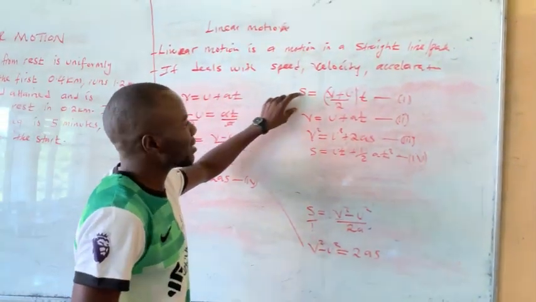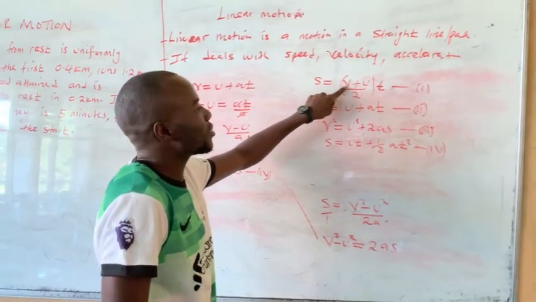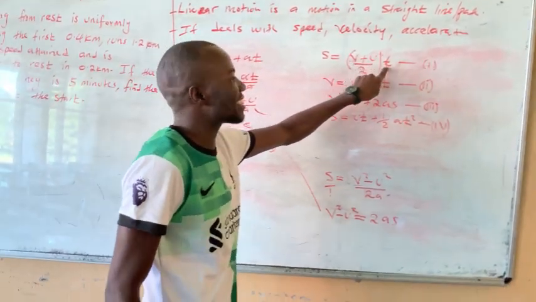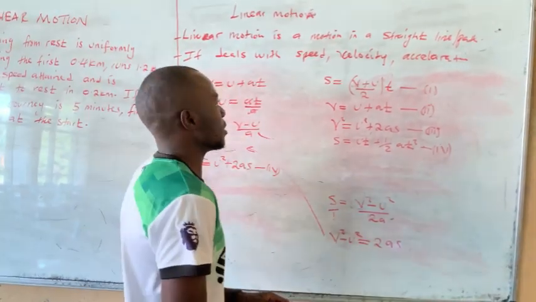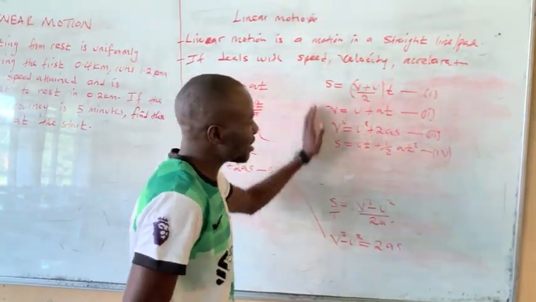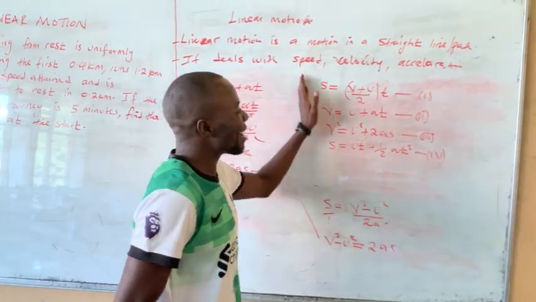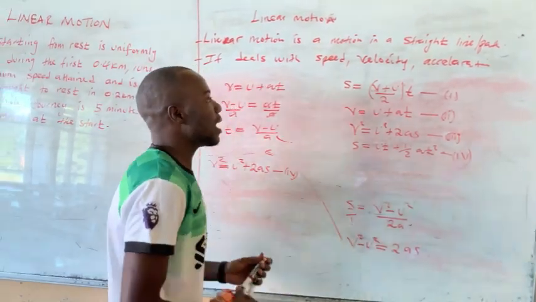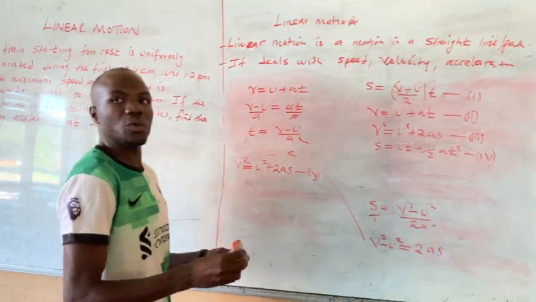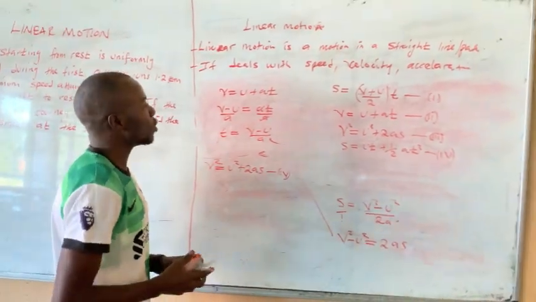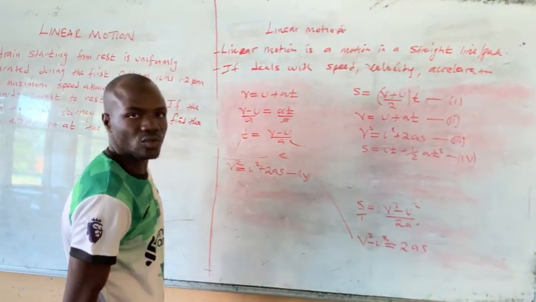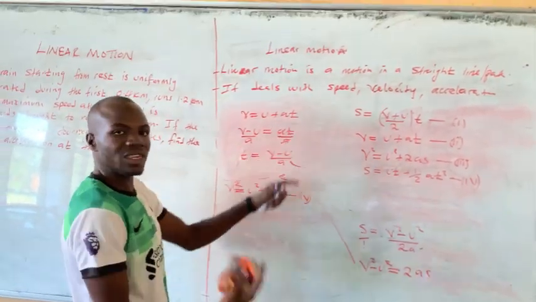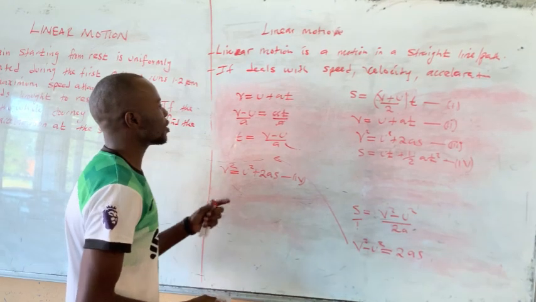So s is displacement, v is final velocity, u is initial velocity, t is time. Then a is the acceleration. So what you need to know when you are using these equations, all the parameters should be in basic or fundamental units. For example, time. When time is given in hours, make sure you convert it to seconds. When it's given in minutes, you convert it to seconds there, okay?